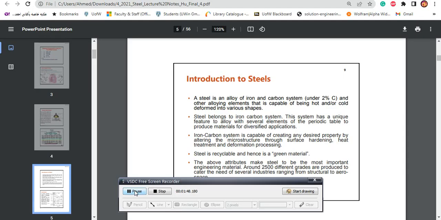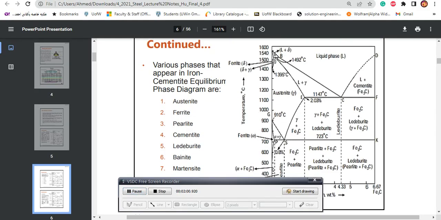In iron carbon we can get any desired property by altering or by changing the microstructure through surface hardening, heat treatment and deformation. من تحت الفوق من عند حوالي 1200 درجة عندنا austenite بعديها اللي تحته الفيرايت ألفا بعد كده اللي تحته البيرلايت بعد كده أخيرا عندنا السيمنتايت على اليمين خالص اللي هو 6.67% carbon.